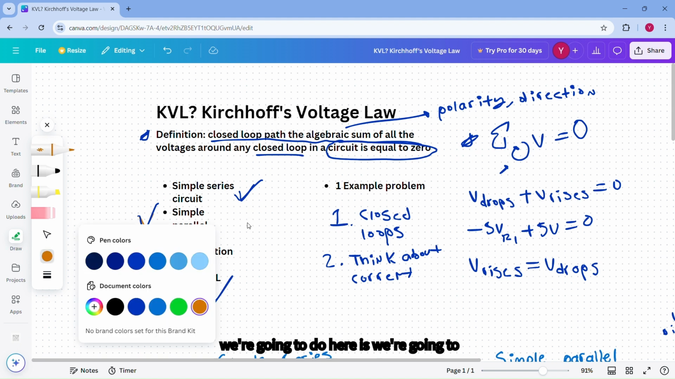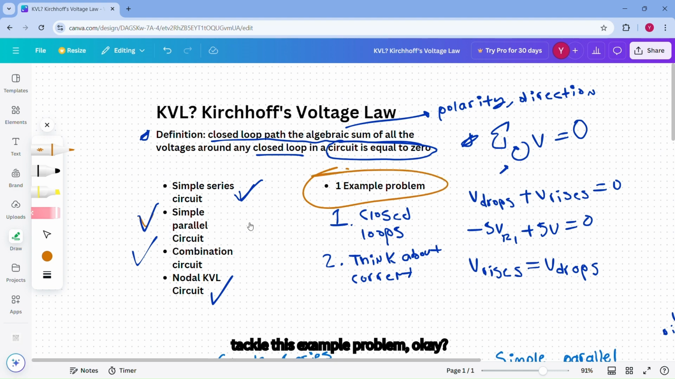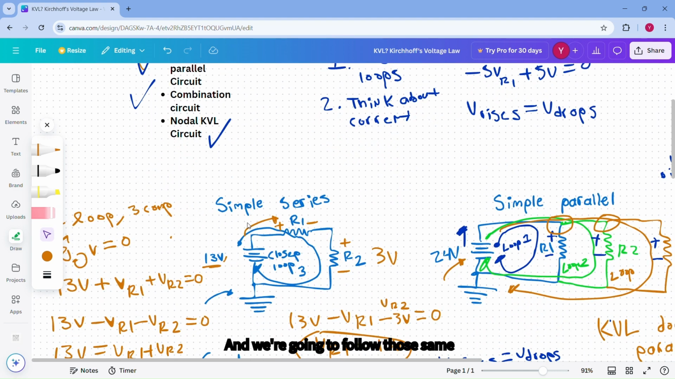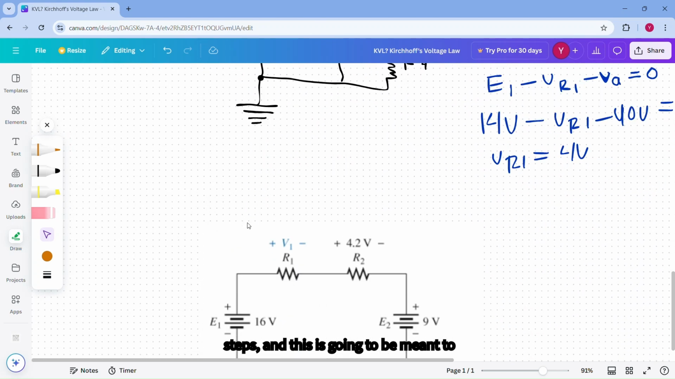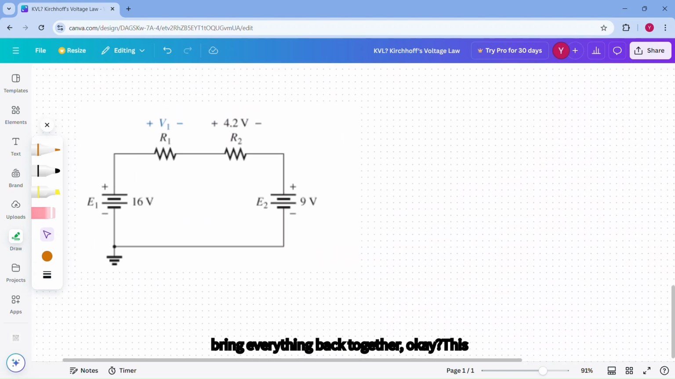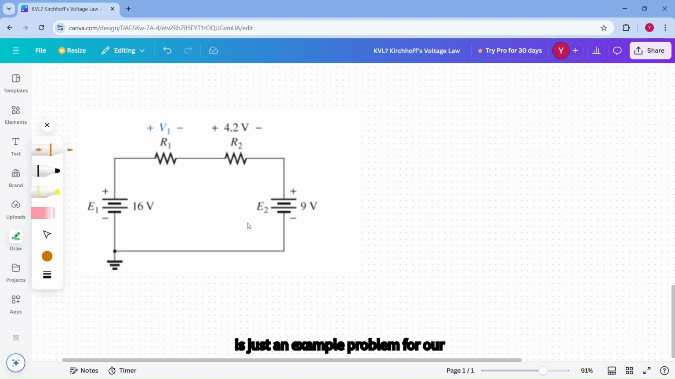The last thing we're going to do here is we're going to tackle this example problem, okay? And we're going to follow those same steps, and this is going to be meant to bring everything back together, okay? This is just an example problem from our textbook, so it should look familiar in the format and how the components are displayed, okay? So I'm going to write down our steps first. First thing, we're going to think about the loops, what we can make, how many components are in there, how many are there, okay? And the second thing we're going to do is think about current.